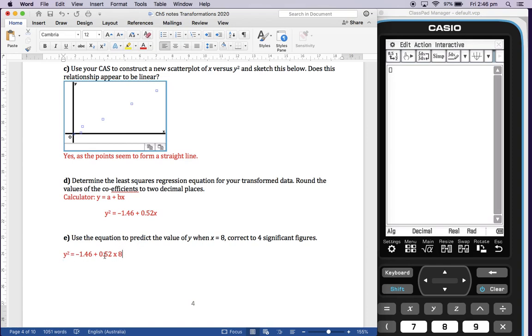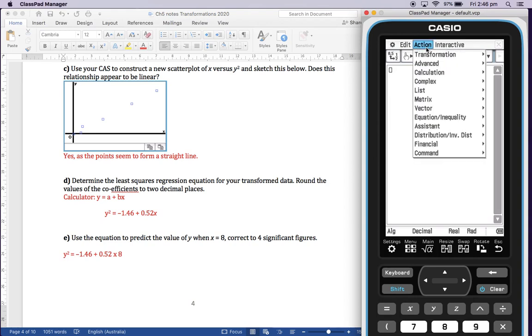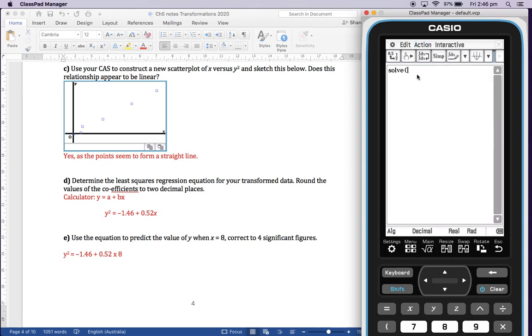And to do this, we're actually going to use the solve feature, right? Because we don't have y on its own, we're trying to work out y and it's squared at the moment. Easiest thing to do, use solve and put the equation in. We're going to solve it for y. Now you do have to tell your calculator to solve for y by putting comma y at the end, otherwise it'll look for x and tell you that there's no solution.